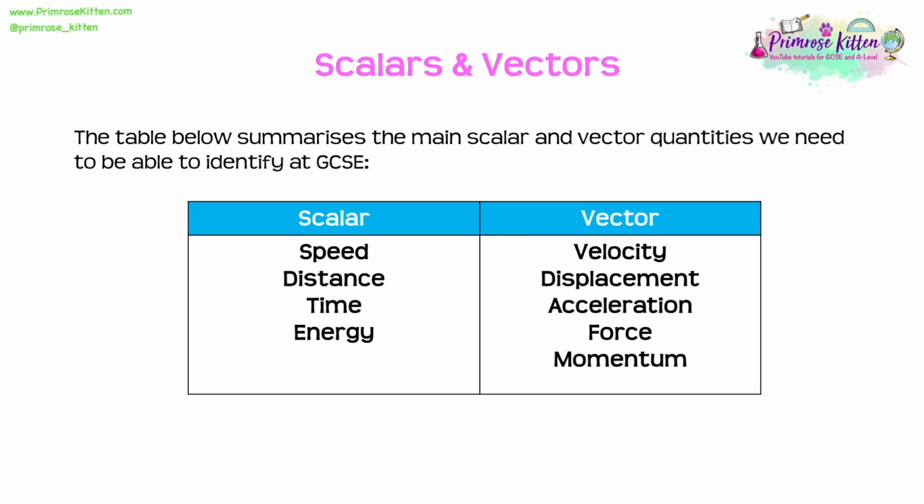Now at GCSE, of course, we learn about so many different things. Now, I've got this little table here just to summarise whether certain things you've learnt about are scalar and vector. So we need to know that speed is a scalar, whereas velocity is a vector. Distance is a scalar, whereas displacement is a vector. Time and energy are both scalar quantities as well, because they just have a size associated with them, not a direction. Whereas acceleration, force and momentum, all of these things we will learn more about, are all examples of vectors.